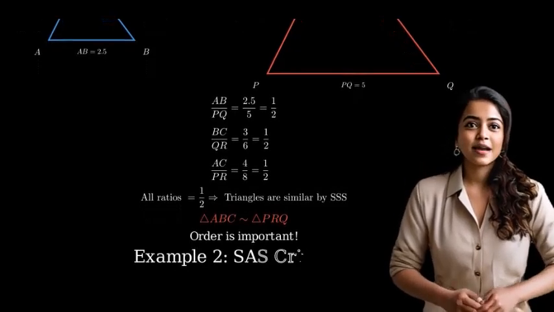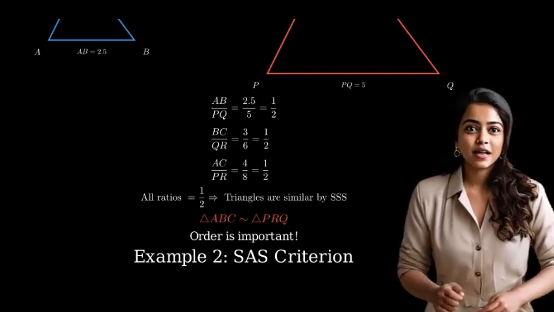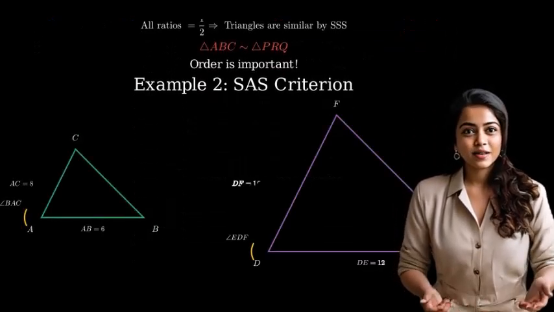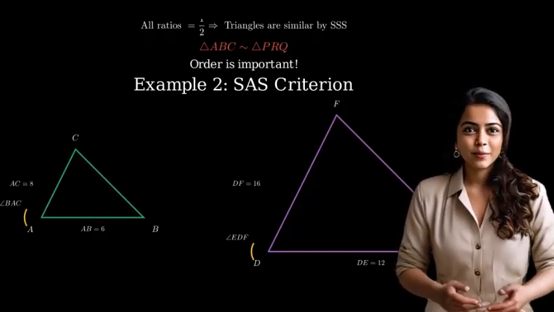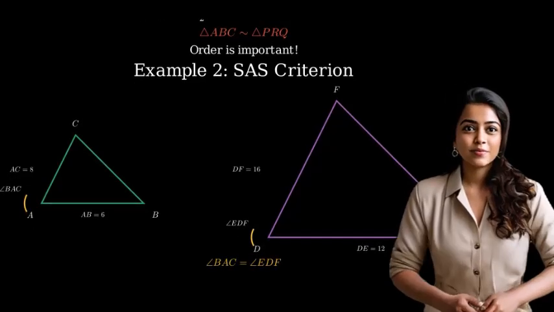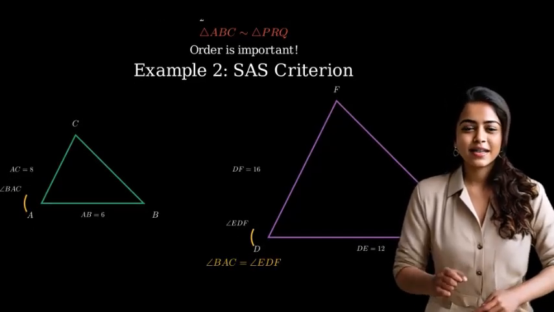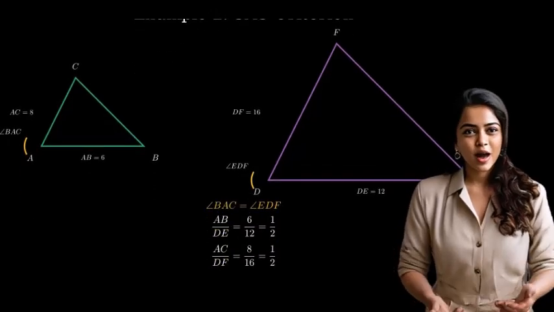Let's look at our second example using the SAS criterion. In the SAS criterion, we need 2 sides in the same ratio and the included angle to be equal. Here are triangles ABC and DEF. We'll check if they're similar using SAS. Let's check the conditions for SAS similarity. First, we see that angle BAC equals angle EDF. These are the included angles. Now, let's check the ratios of the sides that include this angle.